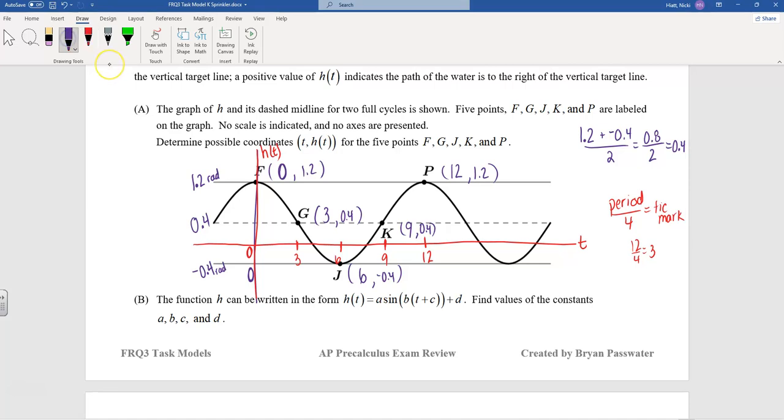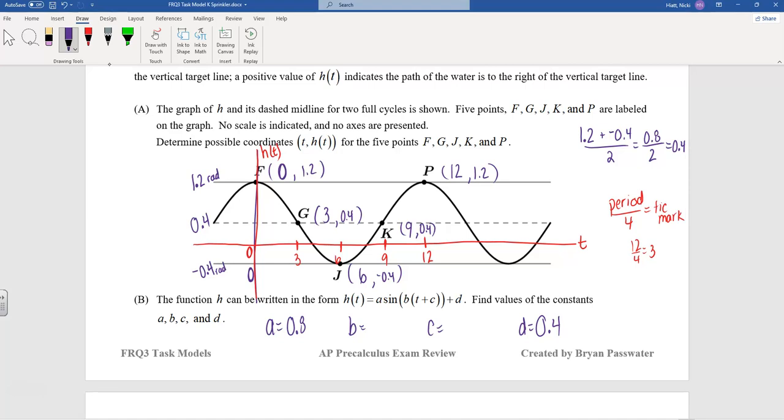So some of these values are pretty easy to find. Okay? You've got A, B, C, and D. D is just your midline. D is 0.4. A is your amplitude. What is our amplitude here? 0.8. Because if I do 1.2 minus 0.4, that gives me 0.8. Right there.